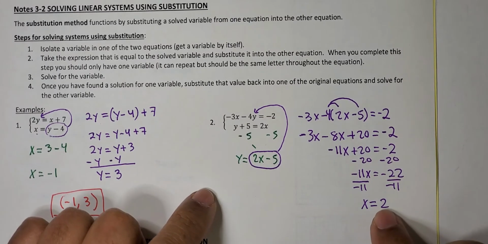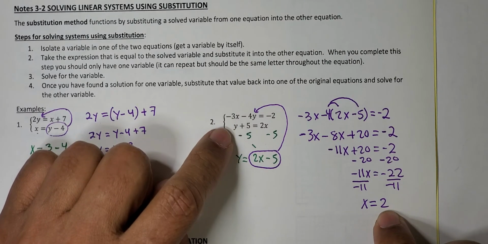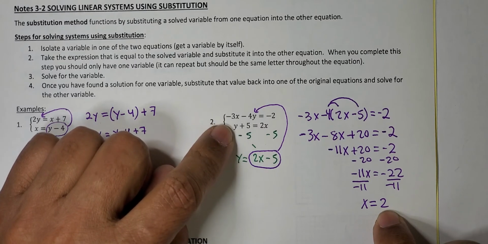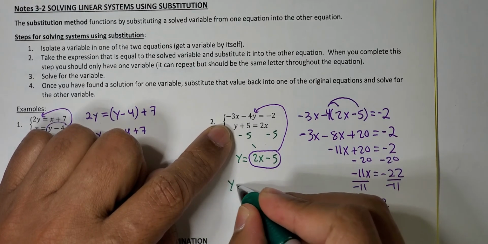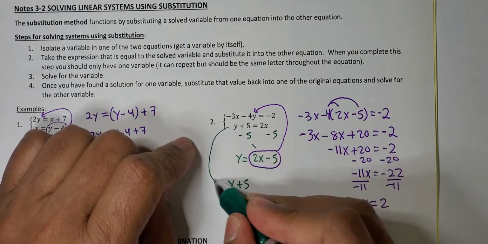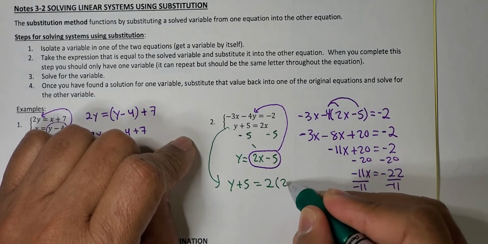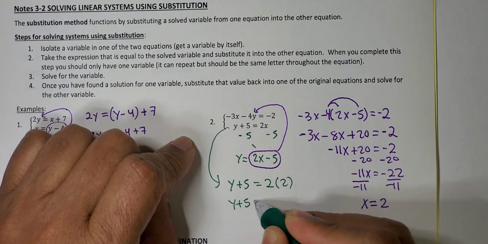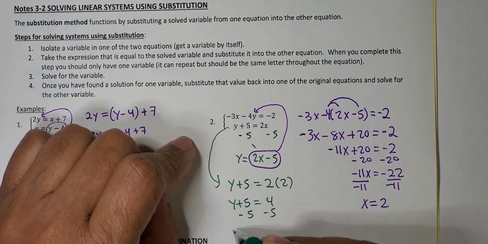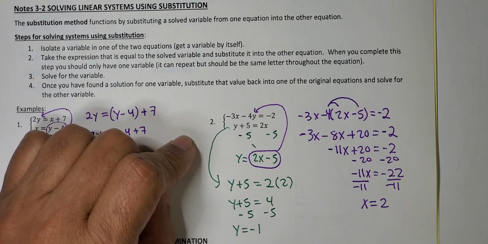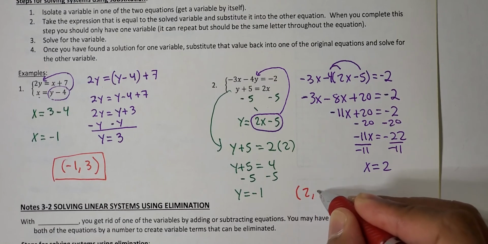Now that I know the value of x, I can go back to either one of these two equations, substitute for x, and then find the value of y. So I'm going to use this one here, because this one is the easiest one to do again. So this is going to be y plus 5, so that's this one here, equals 2 times, but we know x is 2, so this is going to be 2 times 2. So then y plus 5 equals 2 times 2 is 4. And then I'm going to subtract 5. So then we find that y is equal to negative 1. So the solution to this system of equations is x is 2 and y is negative 1.